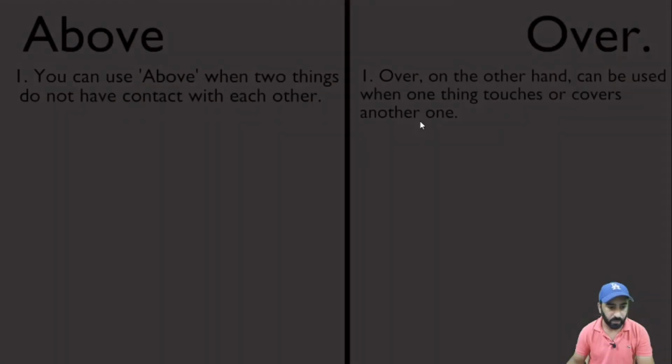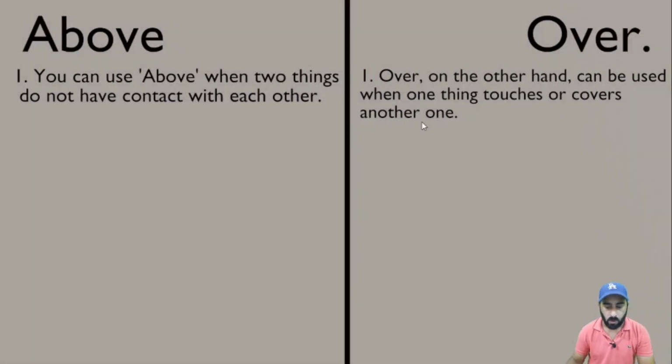Okay, so over, on the other hand, can be used when one thing touches or covers another one. So simply we can say when two objects have face-to-face contact, we will use over. Okay, let's learn it through the 3D example.